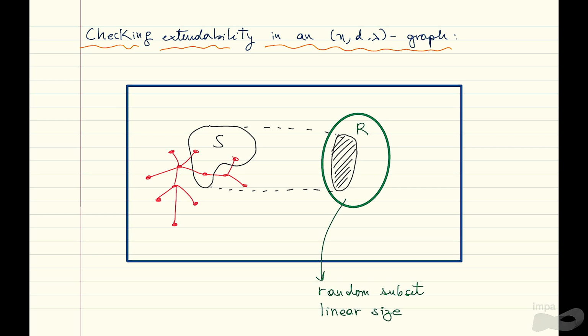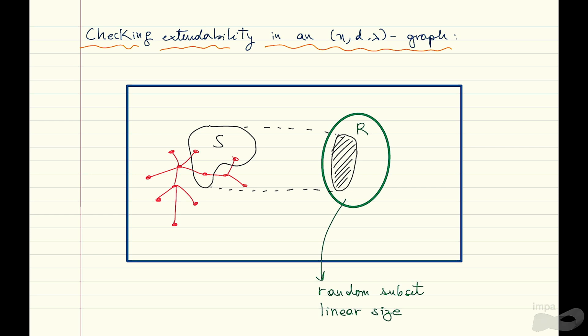OK. In that case, one can show using the expander mixing lemma that every subset S is going to have a large neighborhood in this random subset R. So this is good because no matter what we embed here in red, this subgraph is going to be extendable. Why? Because you're going to have a large neighborhood in R, in this random subset. So in (n, d, λ)-graphs, if we pick a random subset and we do whatever we want outside, it's going to be extendable.